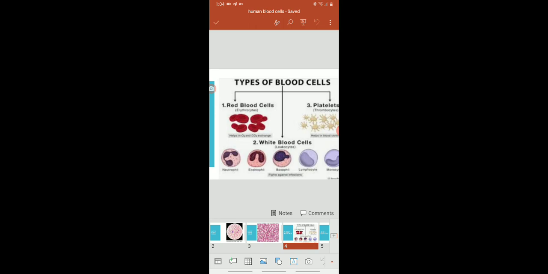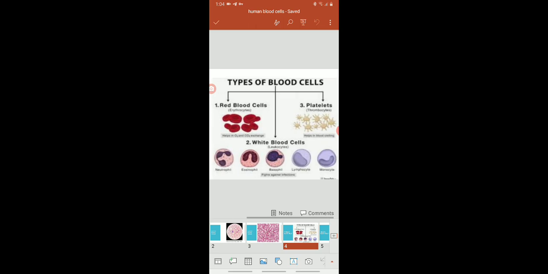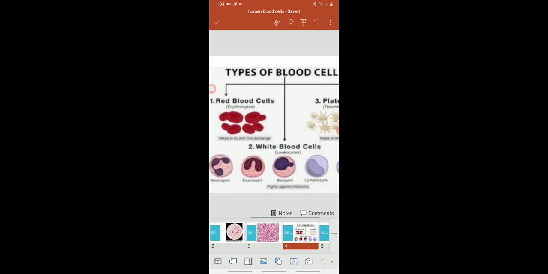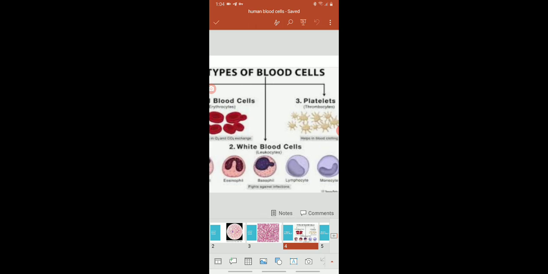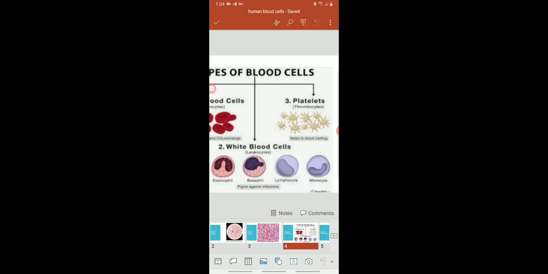Now the second type is the white blood cells. These white blood cells are divided into two types. First type is the granulocytes, second type is the agranulocytes. I gave you a keyword, NEB, for the granulocyte cells: N for neutrophil, first one you can observe here, then second one eosinophil, third one basophil. And under the agranulocytes, the two types of cells are lymphocytes and monocytes.